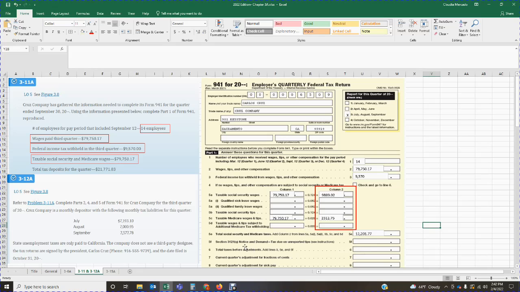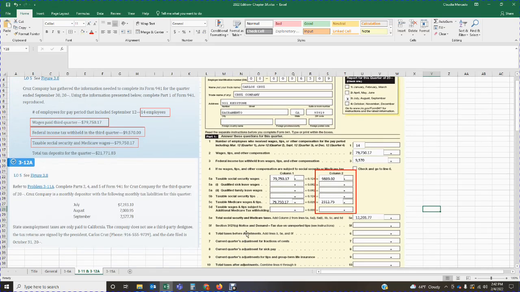Okay. 5F, Section 3121Q, Notice and Demand, Tax Due on Unreported Tips. We don't have any tips in this problem. We skip that line item.